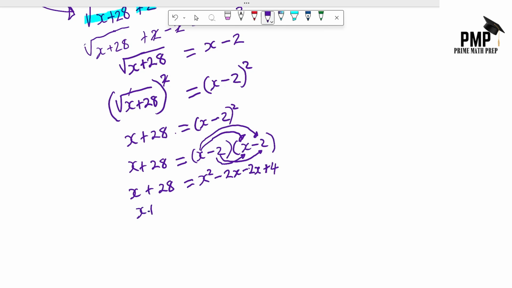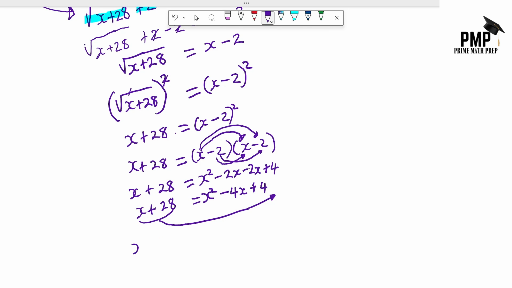x plus 28 is equal to x squared, minus 2x minus 2x, which is what? Negative 4x, plus 4. We'll collect like terms. Let's move everything here to the right hand side.